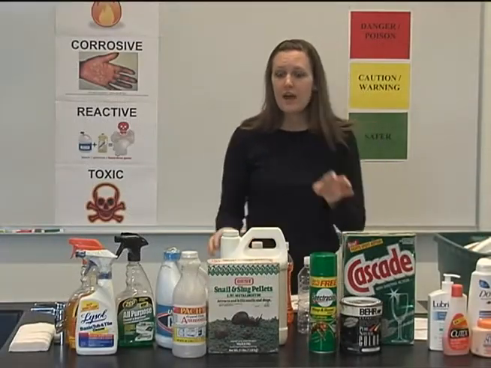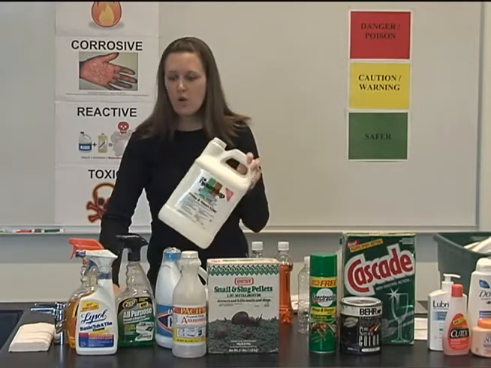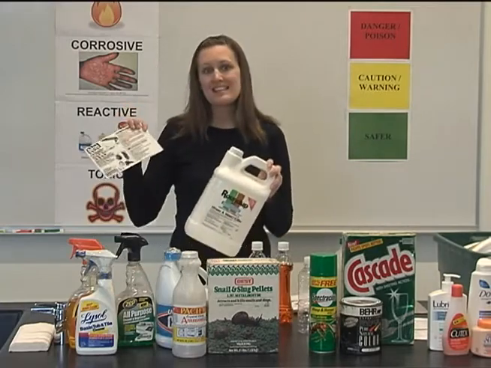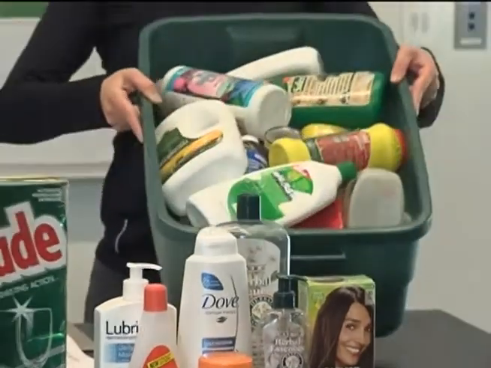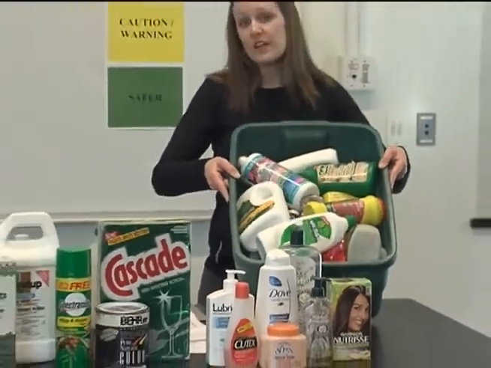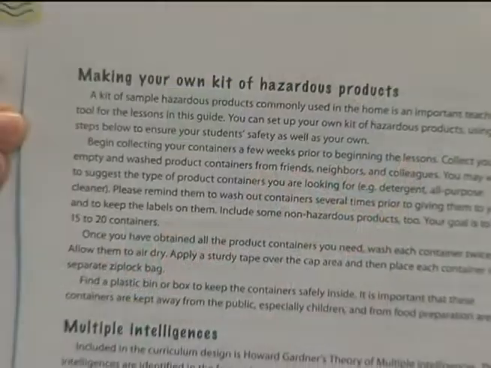Give each pair an empty product container or a sample product label from Appendix D in the guide. You can borrow a tub of empty products from King County or make your own using the instructions on page 6 of the guide.